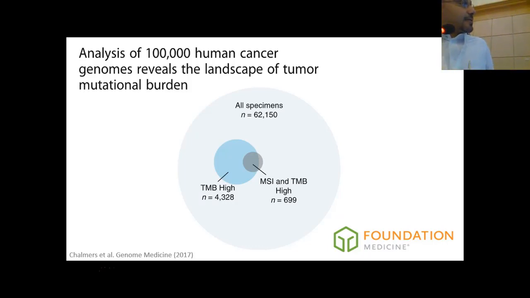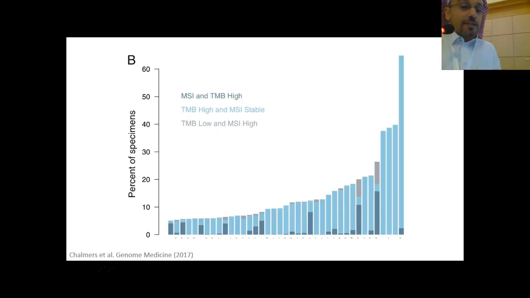You can see that the blue color here is tumor mutation burden high. The dark gray is MSI high. And look at the overlap between them. When MSI is high, it's usually associated with high tumor mutation burden, but not the other way around. Most of the cases with high tumor mutation burden does not mean they will be MSI high too. And this is reflected across different cancers.